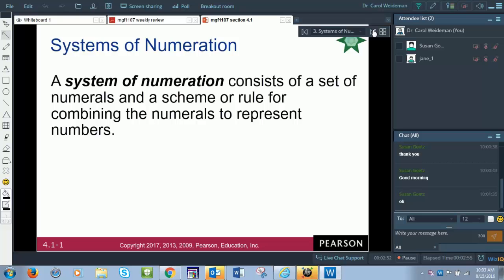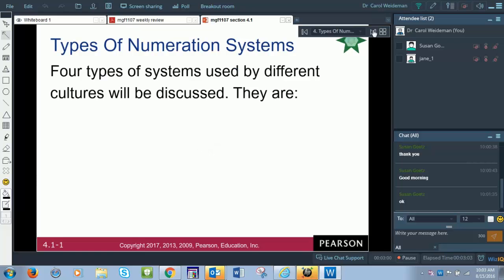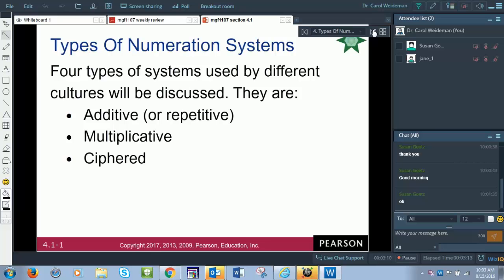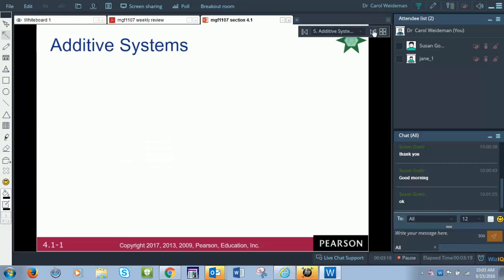So a numeration system is a set of numerals and a scheme for how we represent the numbers using the numerals. We're going to study 4 kinds of systems, and they're used by different cultures. We have an additive, a multiplicative, a ciphered, and then a place value. And we'll go over an example of each type.